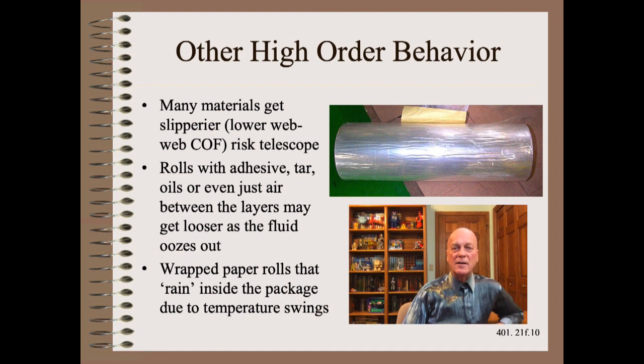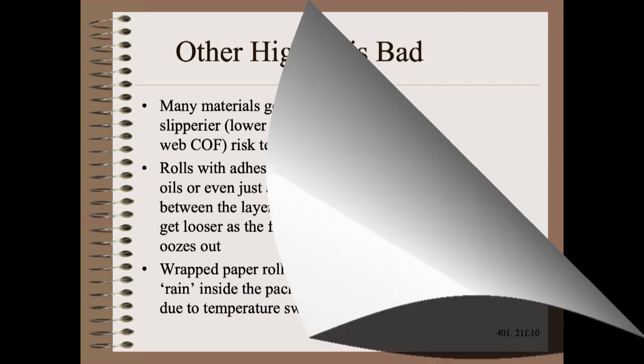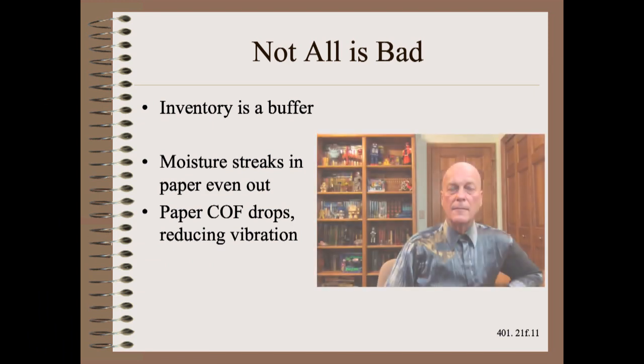If the material is smooth film and the fluid is air, you can get the classic air buckle as shown in the picture. Another odd problem I worked on in paper was it literally rained inside the packaging due to temperature swings and the consequent change in relative humidity for the air inside the package.